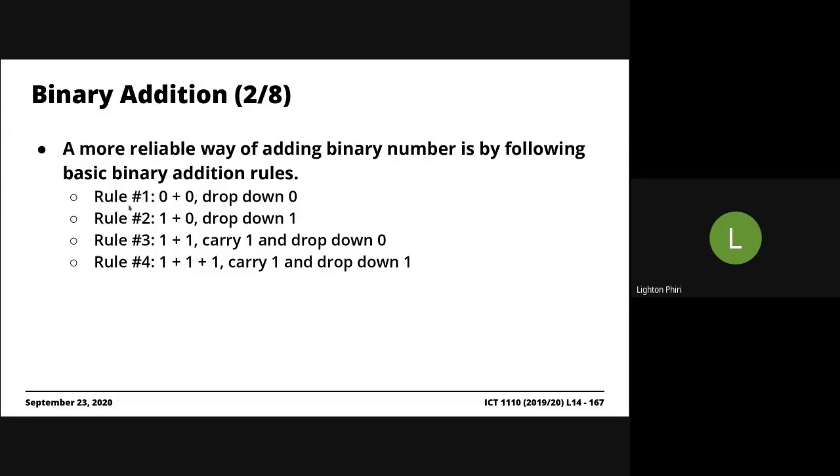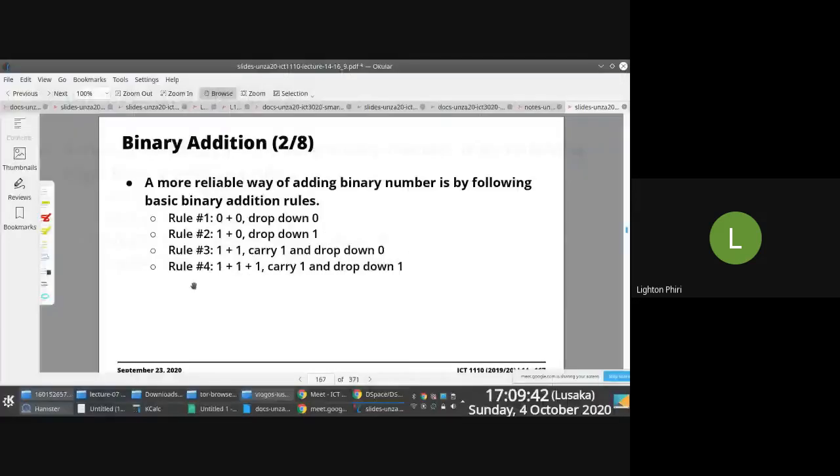Now I know what you're thinking, but Lighton, what about when you add a 0 and a 1? Well, a 0 and a 1 is the same as a 1 and a 0. But if you want, we can put it here as rule number 5: when you add a 0 and a 1, you drop down 1. It's one and the same. When you are combining a 1 and a 1, you carry 1 and then you drop 0. So the answer is 0, and the remainder is 1.